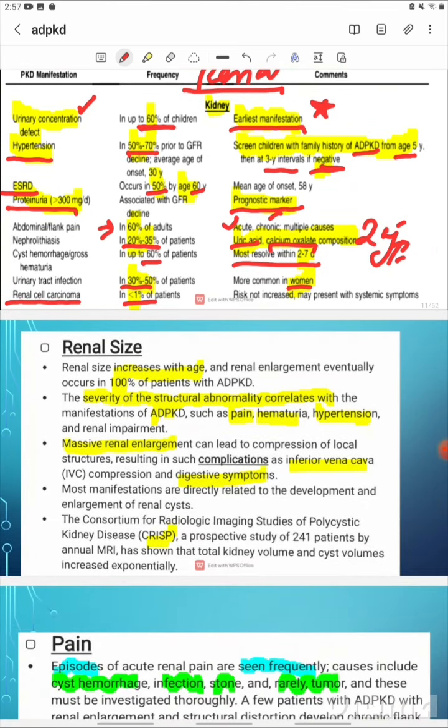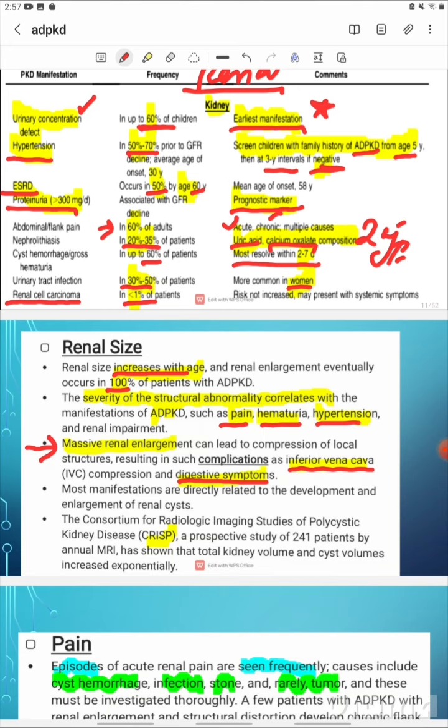Renal size increases with age, in almost 100% of patients, and the severity of the structural abnormality usually presents with pain, hematuria, hypertension. There can be massive renal enlargement, which can lead to compressive symptoms in the form of inferior vena cava compression, or digestive symptoms like dyspepsia or indigestion, because of the compression effect.